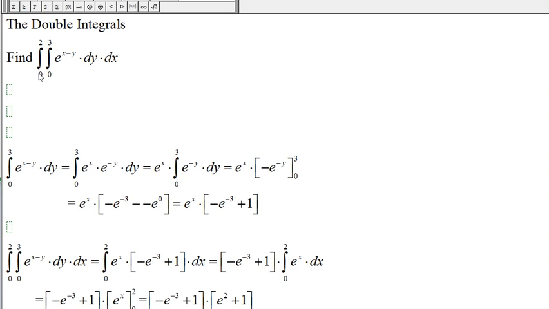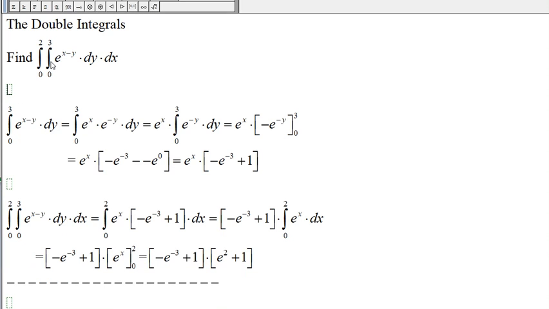Here we want to find this double integral. For this double integral, first we evaluate the inside integral. So the inside integral is e to the x minus y dy. E to the x minus y, we can rewrite it as e to the x times e to the negative y.